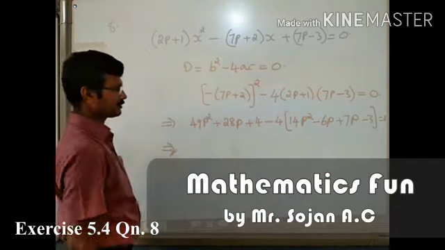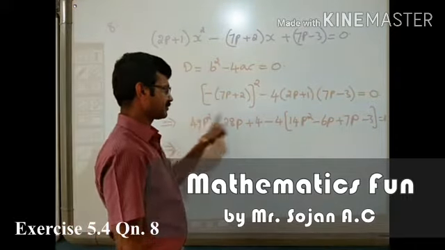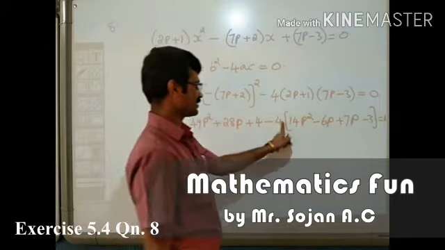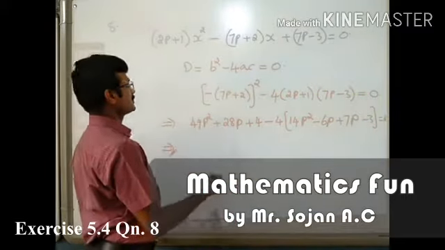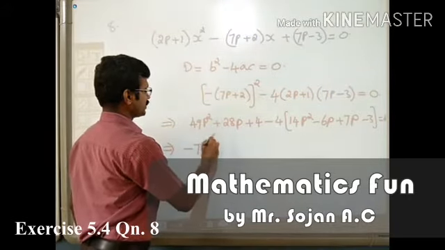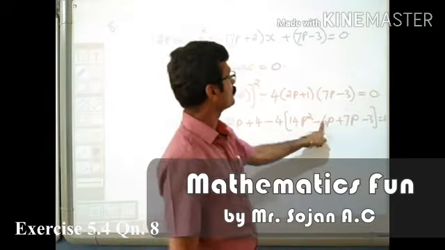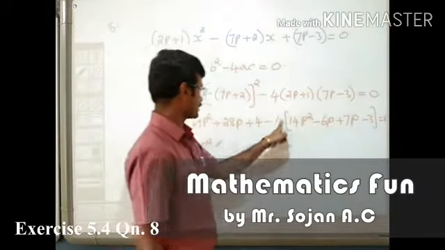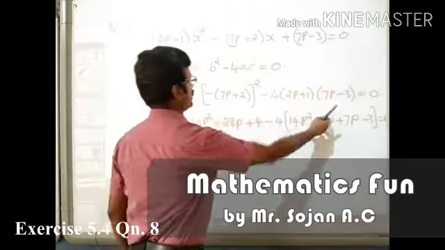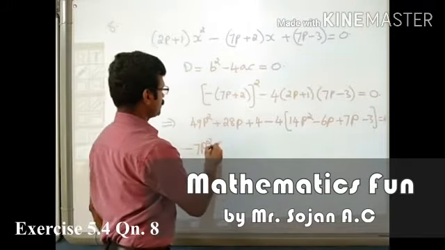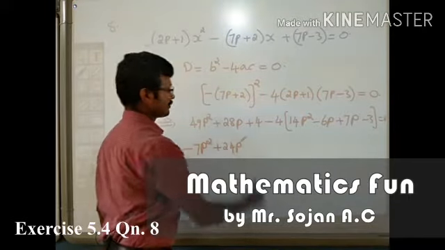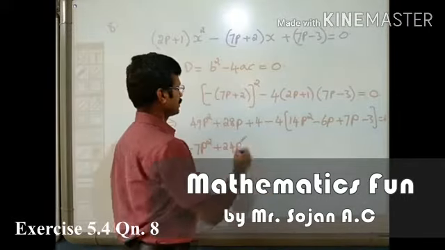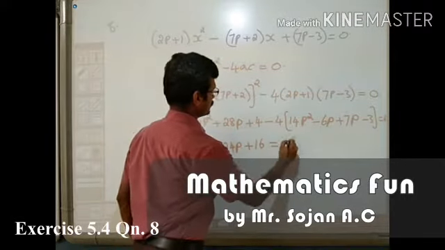I will simplify further. Here 49p square. Here if I multiply 56, 49 minus 56 is minus 7p square. Now the p terms I am going to group. Here it is coming ultimately 1p again into minus 4p. So minus 4p and 28p becomes 24p. Now the constant terms, here plus 12 plus 4, it is 16 is equal to 0.